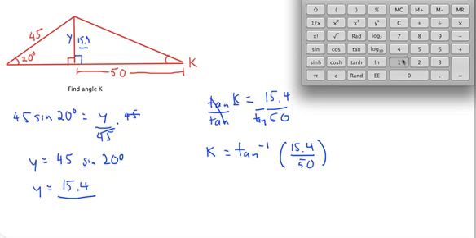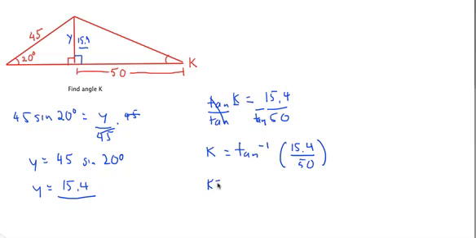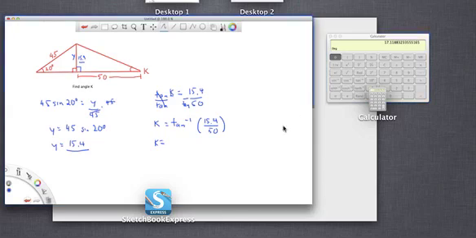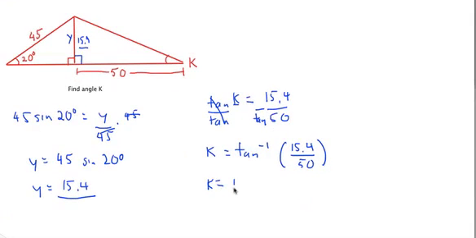Now we'll plug that into the calculator. So we'll go 15.4 divided by 50 equals, and then second function tan, which gives us k equal to 17.1 degrees. So basically, if you know all your trig functions of sine, cosine, or tan, you should be able to derive questions such as this one that I present to you today.